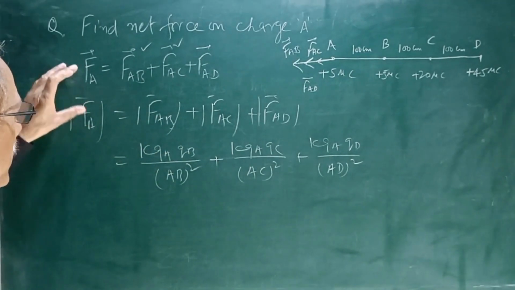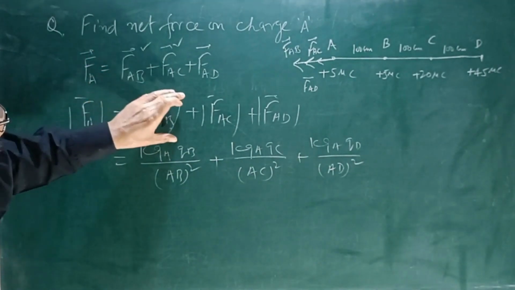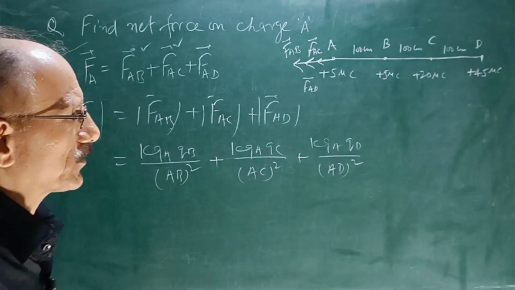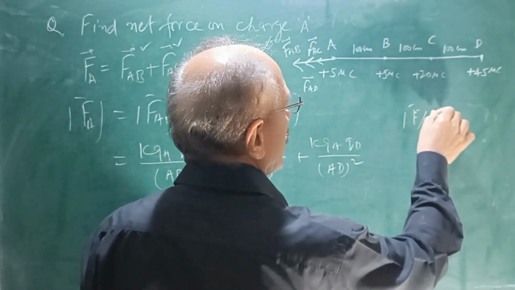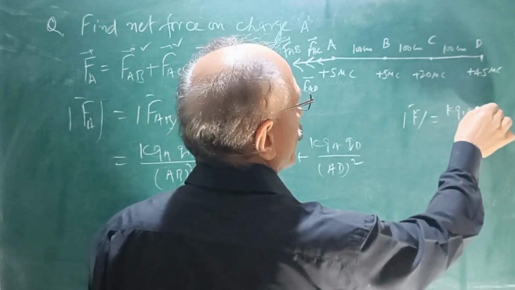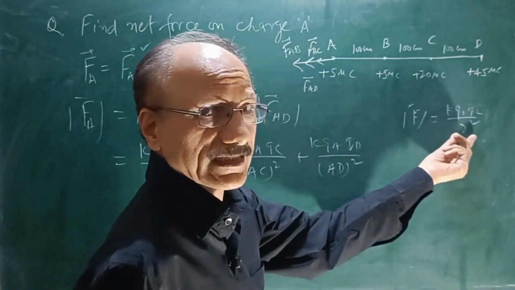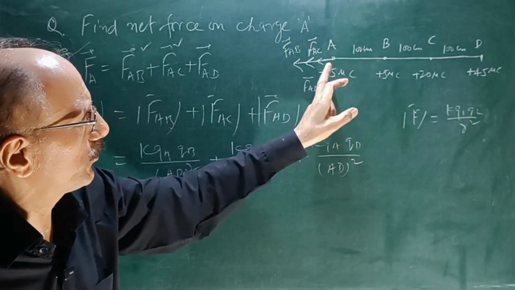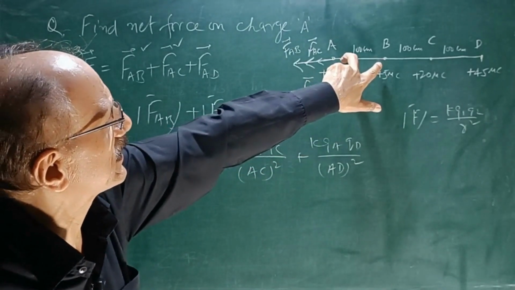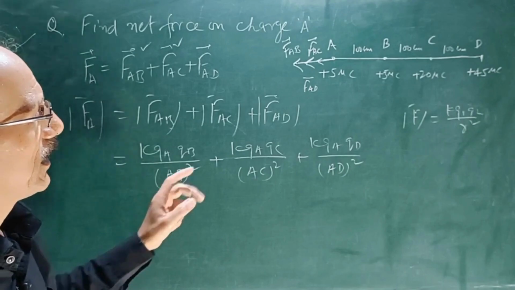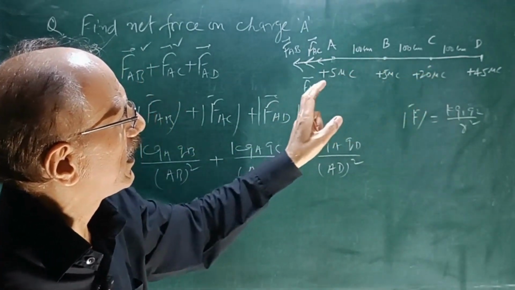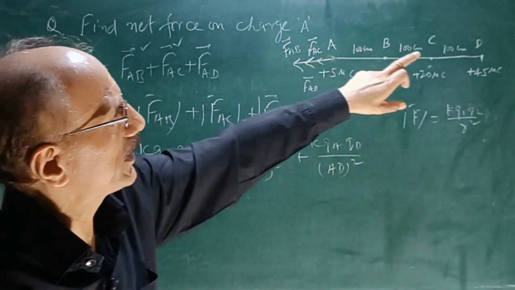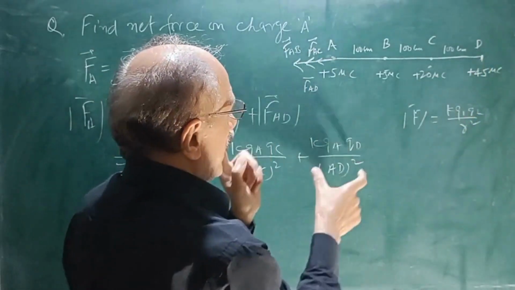So the net magnitude of the force on A will be equal to the sum of the magnitude of this, plus the magnitude of this, plus the magnitude of this. And how to find the magnitude? Coulomb's law says that the magnitude of the force is equal to K Q1 Q2 upon R square where R is the distance between them. So for A and B, it is QA QB upon the distance AB squared. Then QA QC upon the distance AC squared. Then next, QA QD upon the distance AD squared.